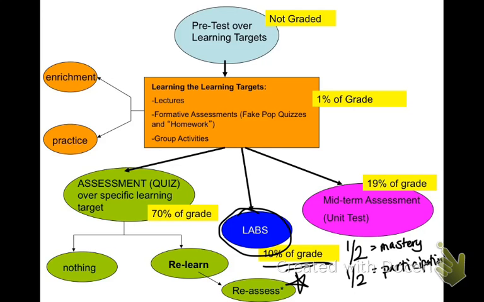And then 19% of their grade is a midterm assessment, which is a traditional unit test. This takes a lot of pressure off of students because instead of tests being weighted so heavily as they are in many other classes, this is down to 19% of their grade, so less than 20%. These are not reassessable, as you can see. So labs are not reassessable. Midterm assessments are not reassessable. And those are worth 19% of their grade.